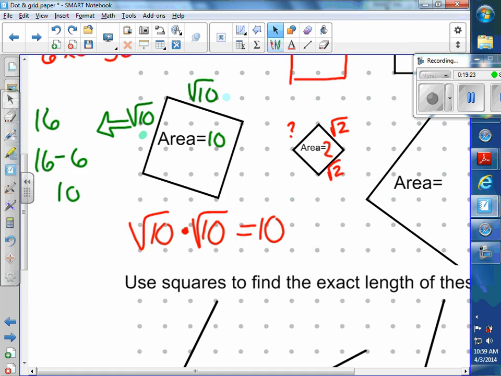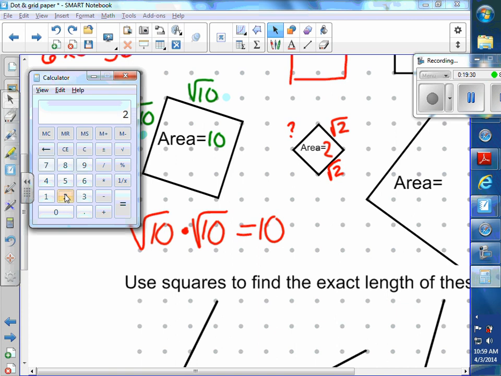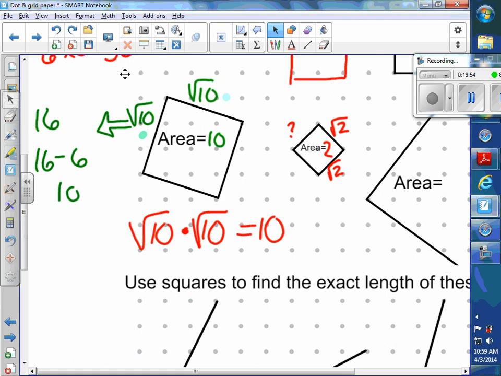Because, remember, when we look at the calculator, the square root of 2 is about 1.4. Good job on that. Okay. Times the square root of 2. See how it says square root of 2 times square root of 2 up there? What's the square root of 2 times the square root of 2? 2. Okay? It's a little weird because it's a new symbol. New symbols are usually a little uncomfortable.